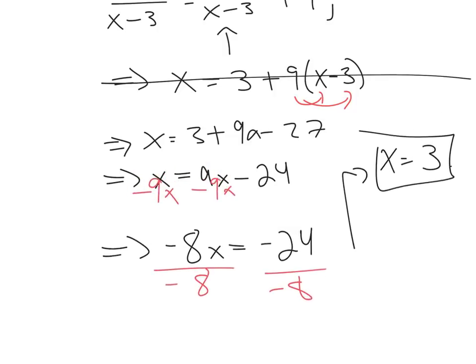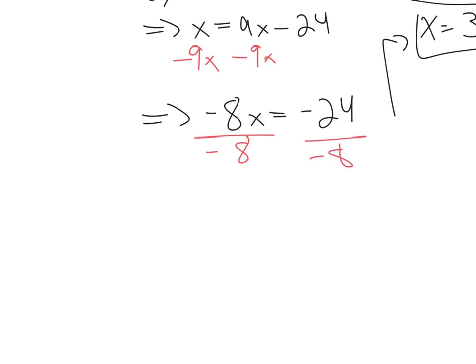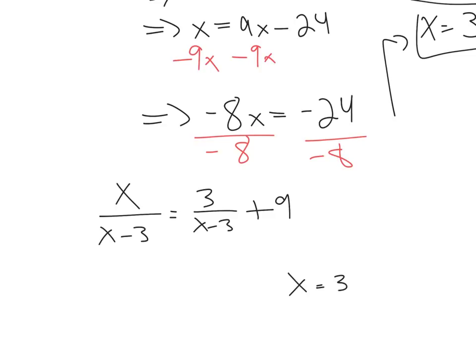Now, just like before, we want to check to make sure that x equals 3 does not mess up our original equation. Our original equation was x over x minus 3 is equal to 3 over x minus 3 plus 9. But notice that x equals 3 gives us a 0 denominator, and x cannot equal 3. So this simply has no solution, because our only solution available gives us a 0 denominator.